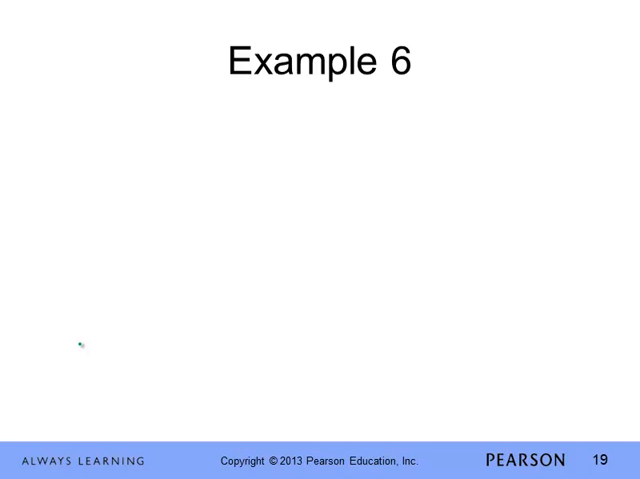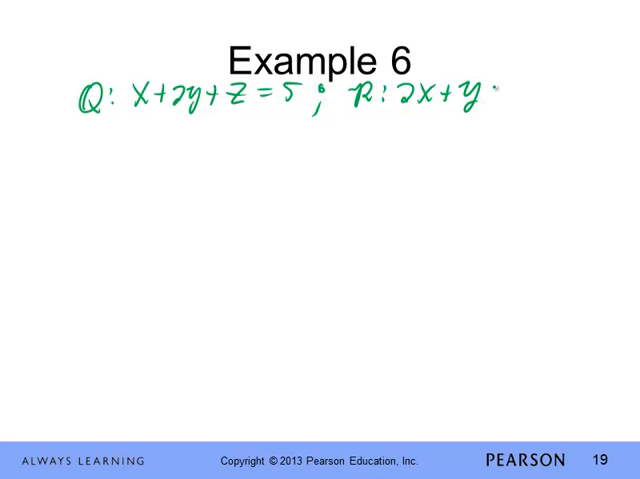So let's do example number 6. We have a plane Q, x plus 2y plus z is equal to 5. And we have a plane R given by the equation 2x plus y minus z is equal to 7.